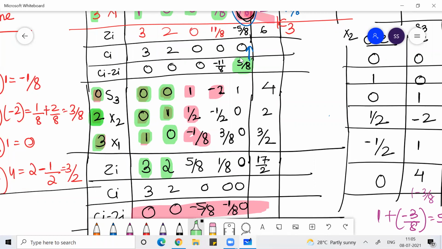Then the third one, 0 into 1, 0. 2 into 1 by 2 means 1. Then 3 into minus 1 by 8 means minus 3 by 8. So 1 minus 3 by 8 means 5 by 8. Any doubt, anyone?